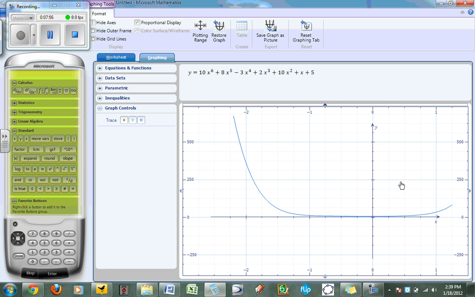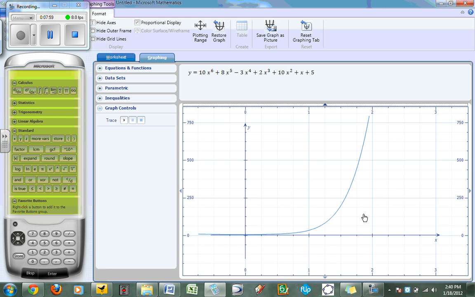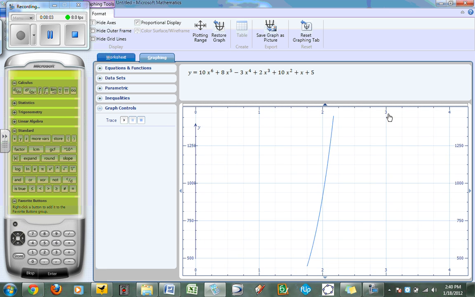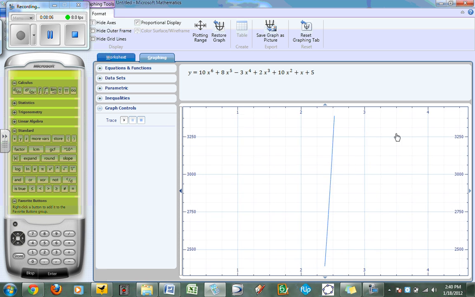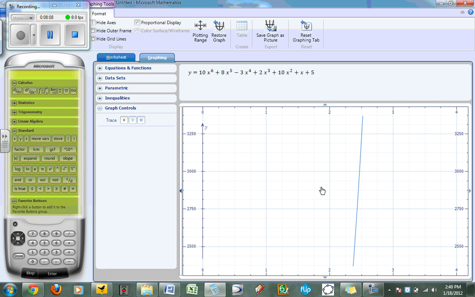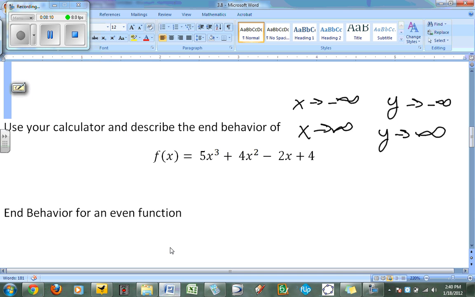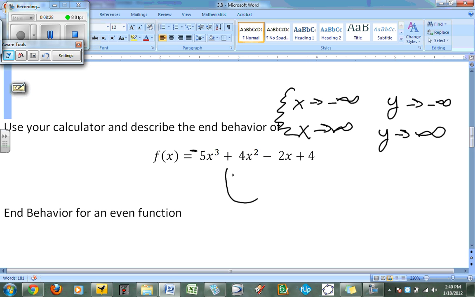And the same side, we've got to look on the other side. As x goes to positive infinity, so as x gets bigger and bigger this way, what is y doing? Well, y is going to go to positive infinity. So in an even function, you're always going to have this. In an odd function, you're always going to have something like this. Except if we put a negative out in front, that might flip the graph around. For this even function, we're going to have a parabola, unless we have a negative in front, then it might turn the parabola down like that.